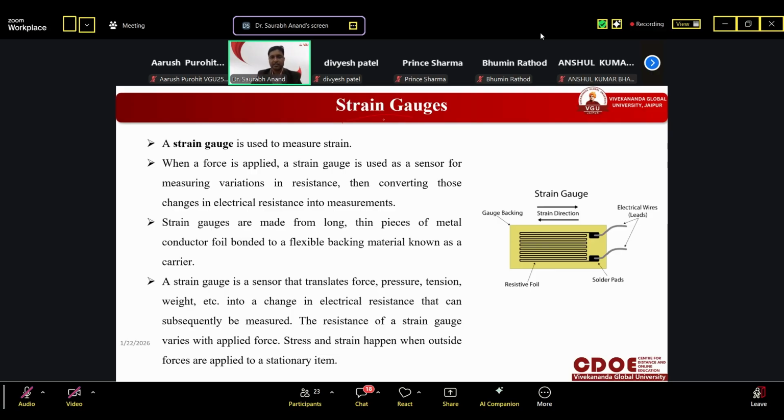The next is the strain gauges. Do you know strain? What is strain? Strain and stress. What is strain?